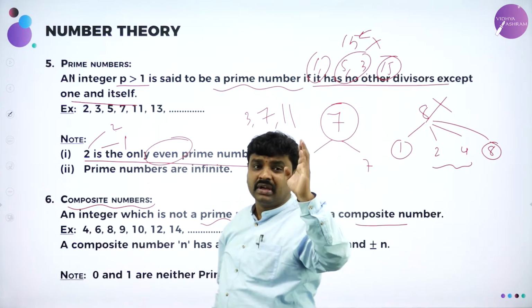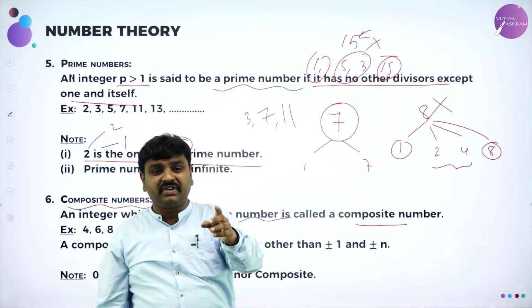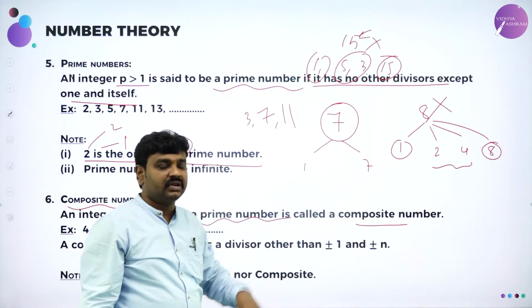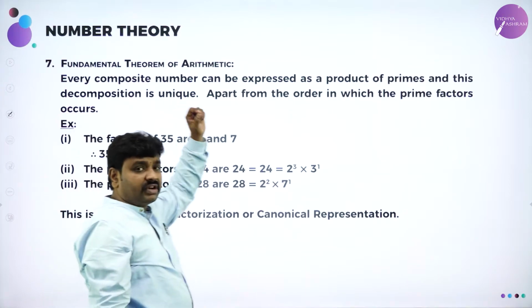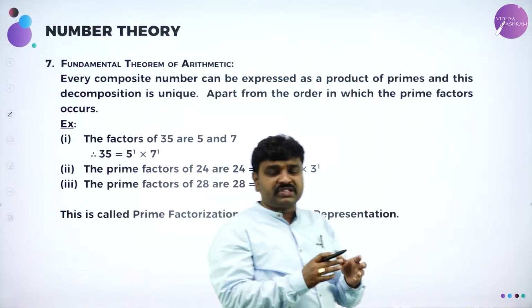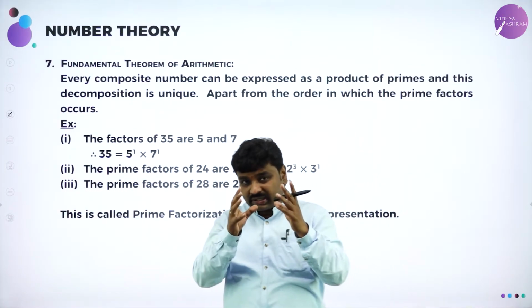What is a composite number? A composite number is a number which has a divisor other than 1 and itself. Now, the fundamental theorem of arithmetic. Before we start this, let us first recollect.